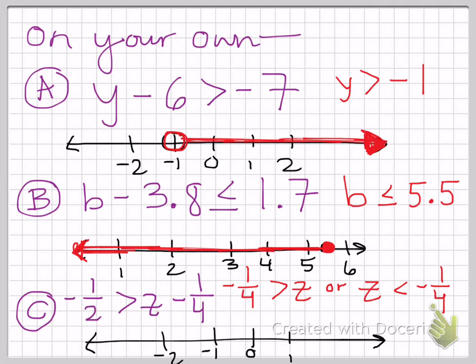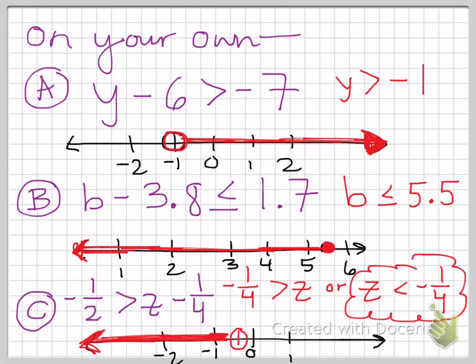Okay, and then for C, you should have got negative 1/4 is greater than Z, or you can do the reverse as long as the sign is flip-flopped, sorry, Z is less than negative 1/4. Okay, so you're going to locate negative 1/4, so right here, please don't get confused when you graph, don't get excited and just graph a 1/4, it's a negative 1/4. And we are going to keep that open because there's no equal to and less than, so we're going to go this way. I prefer to keep my variable first because it's easier to read, so I prefer this one. Z is less than negative 1/4. Awesome job. Way to go.